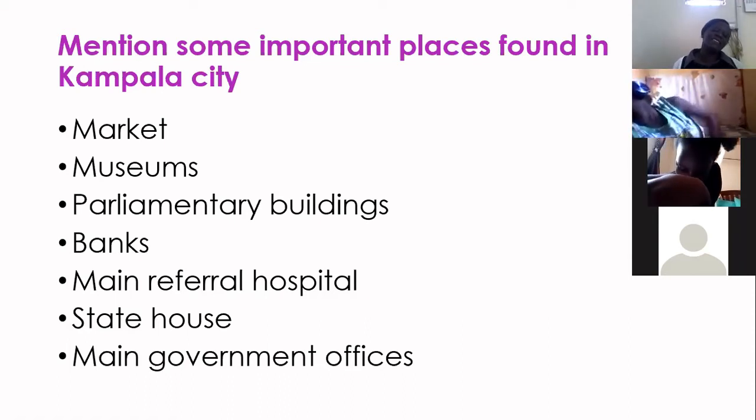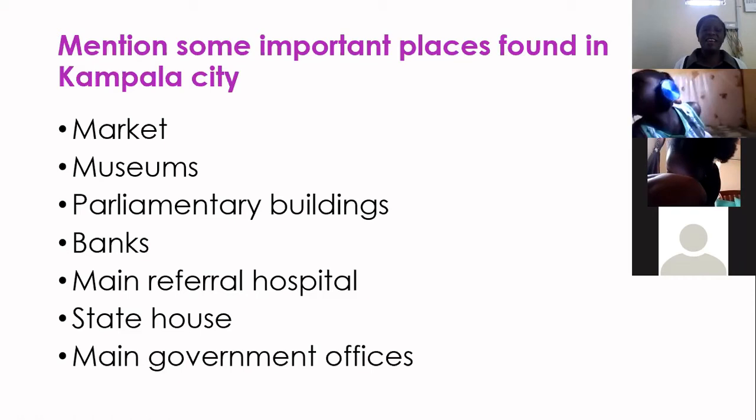We have a place like a market or markets. For example, we have got very many markets in Kampala. You can tell me some of them. We have a market like Nakawa. I can give an example.